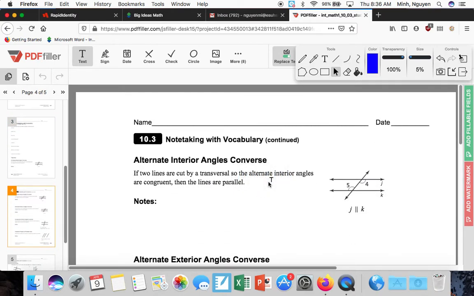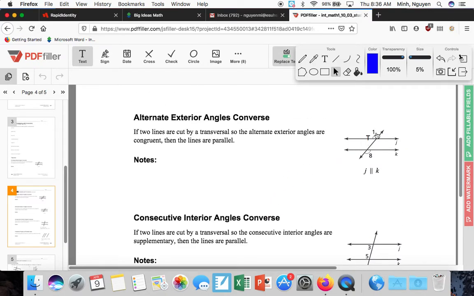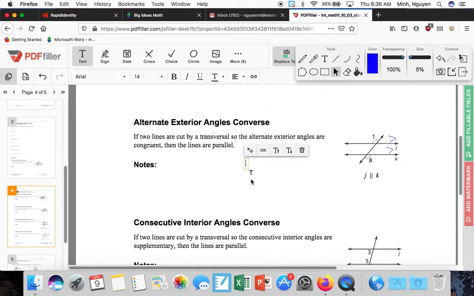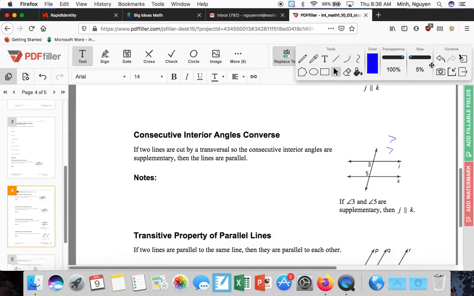The alternate interior angles converse is, again, and this goes for all four of them, I do not know if the lines are parallel, but if the relationship exists, then I can go ahead and say that they're parallel. So the alternate exterior angles converse says, if the alternate exterior angles are congruent, then these two lines are parallel. Well, they have congruent symbols, so I can show that they're parallel. Next is the consecutive interior angles, which is that the lines are parallel if they are supplementary.